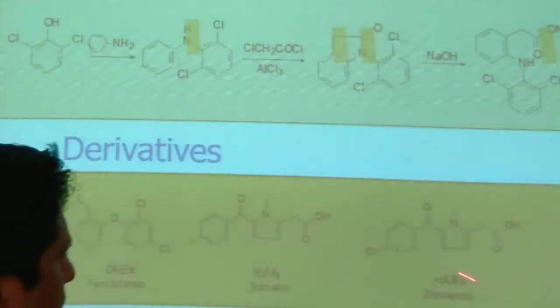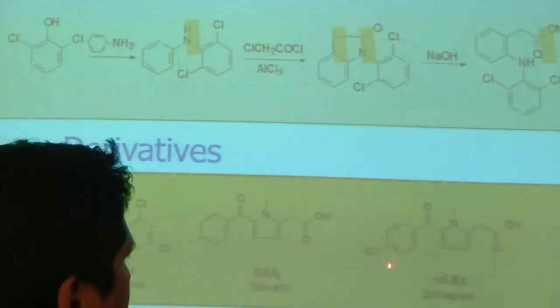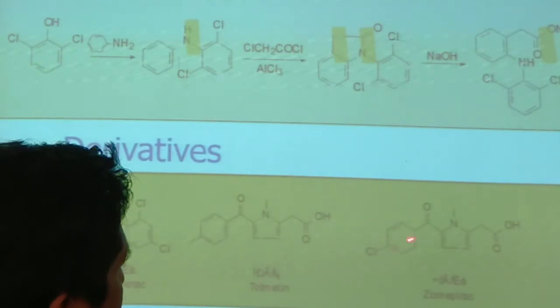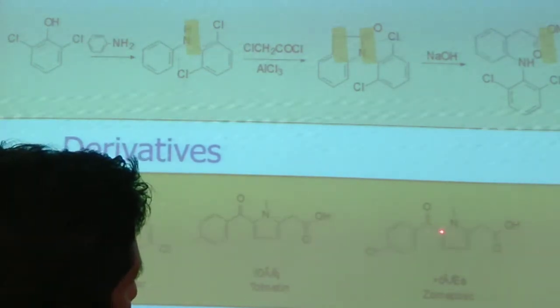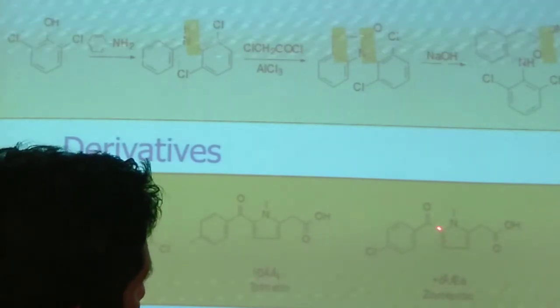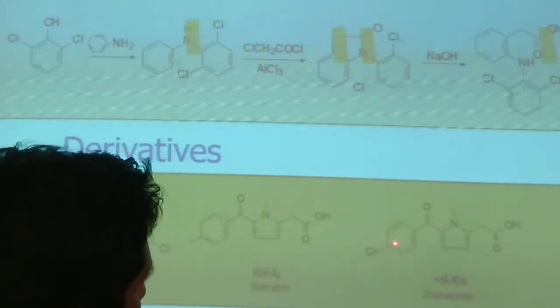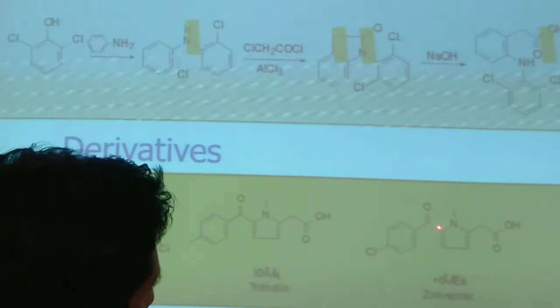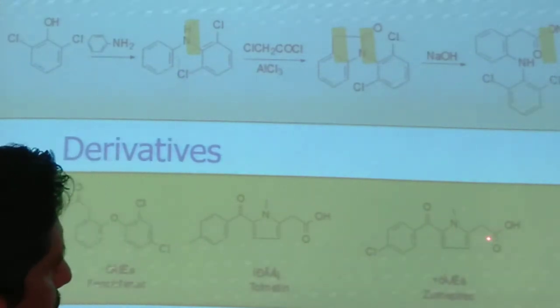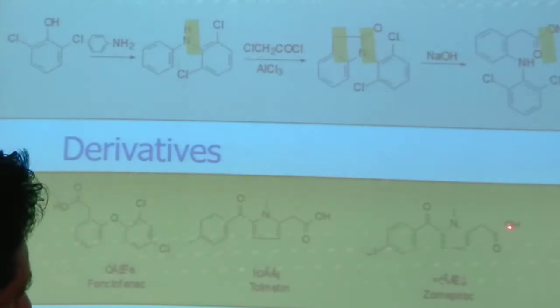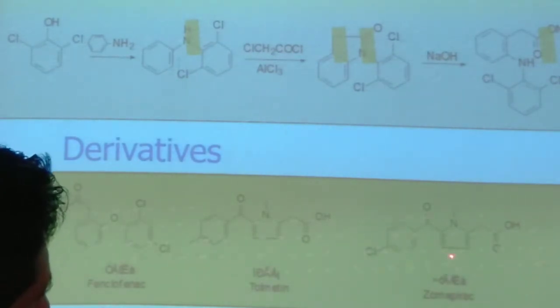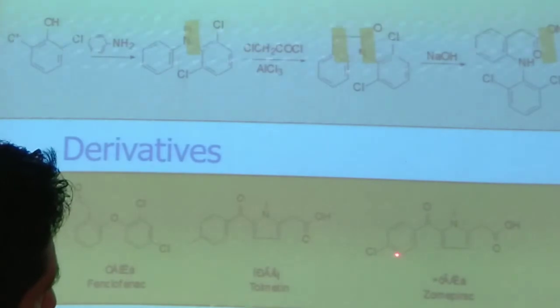Zomepirac contains a chlorobenzoic acid. Ultimately, that OH and proton will be removed from the pyrrole, and that linkage is formed between pyrrole and chlorobenzoic acid with the removal of a water molecule, and there is the presence of acetic acid. So zomepirac contains acetic acid, pyrrole, carbonyl linkage, and chlorobenzene.